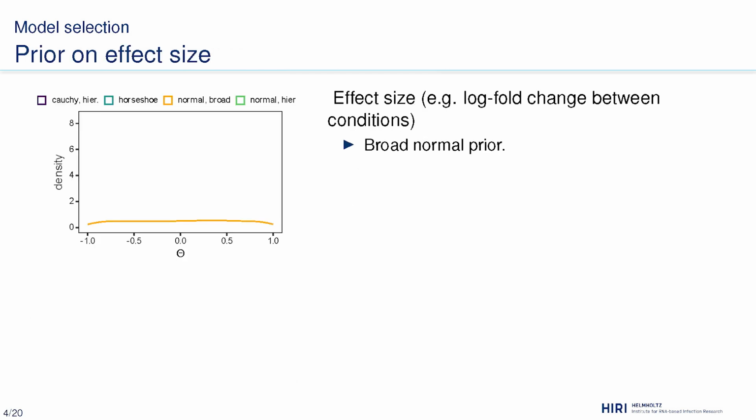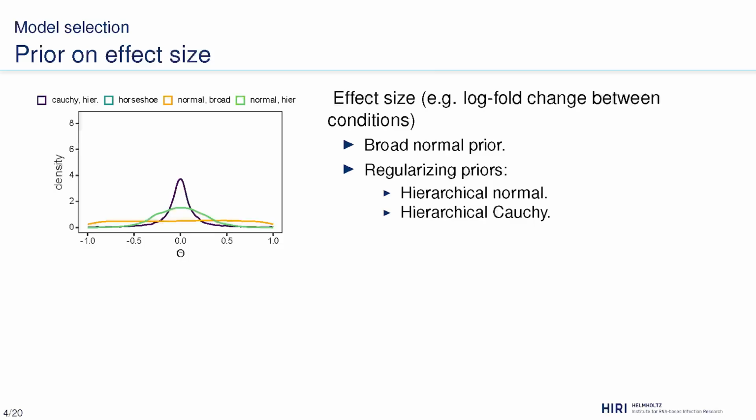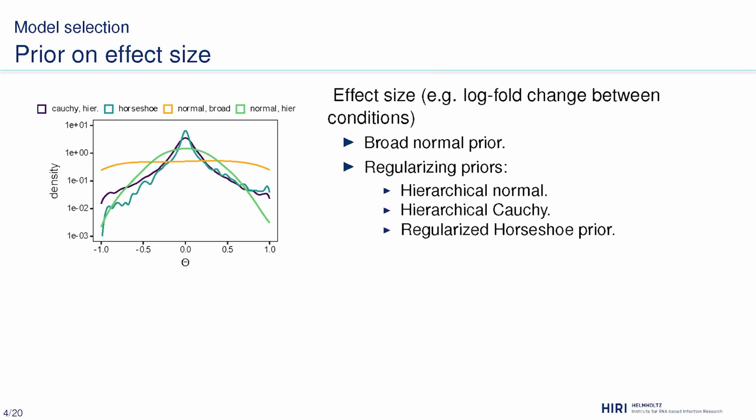So the prior on the effect size, that's something that you can think about a little bit. So basically, one possibility is to just use a broad normal prior, or you can also use regularizing priors, for example, a hierarchical normal, a hierarchical Cauchy, or a regularized horseshoe prior. What's actually interesting is not to look at it on this scale, but to look at it on a log scale, because here you can see what happens in the tail region. And you can see that the hierarchical normal prior has very low probabilities in the tail region, and that will shrink your effect sizes. So let's see what this looks like.